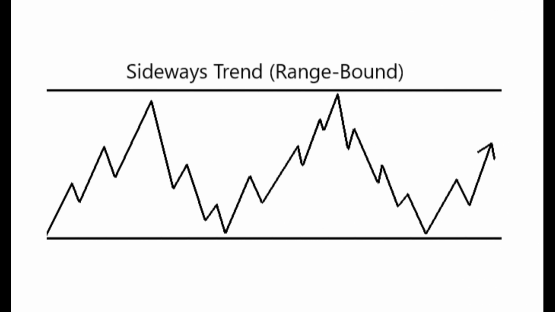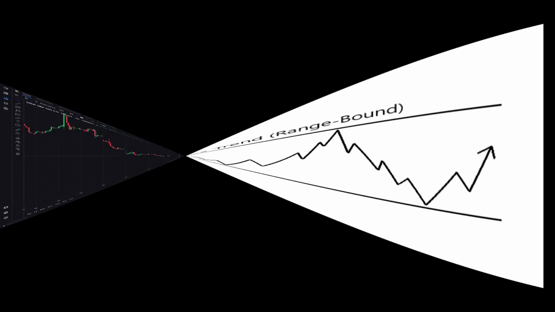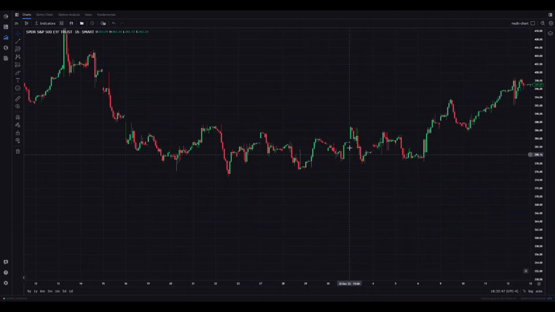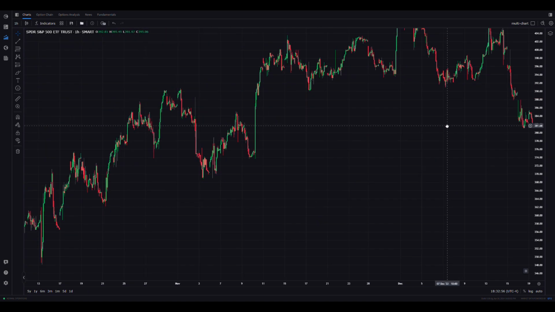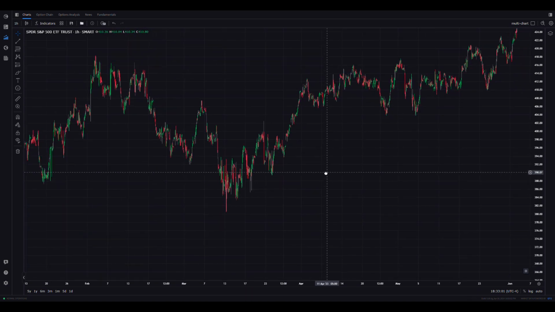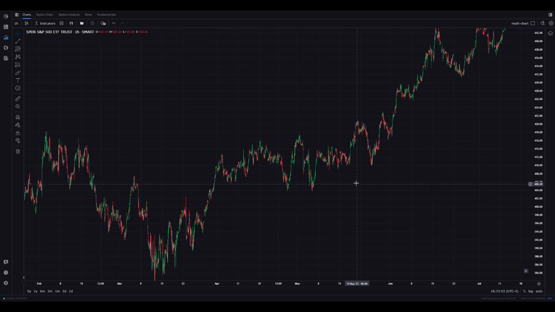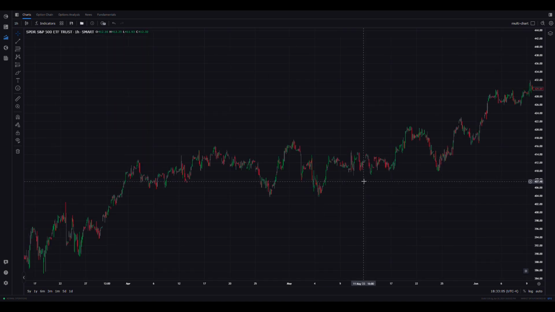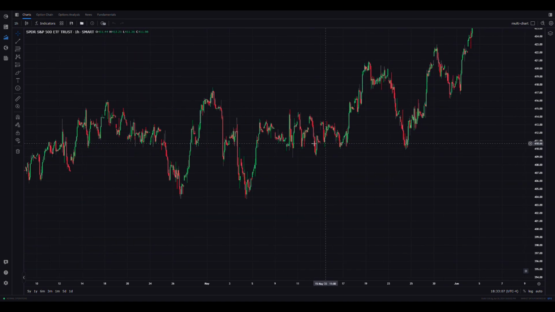Example: a sideways or range-bound market exhibits horizontal price movements within a defined price range. Prices fluctuate within a relatively narrow band, with neither a clear upward nor downward trend dominating. By recognizing these distinct patterns in price movements, traders can effectively identify trends and tailor their trading strategies accordingly. Whether capitalizing on bullish uptrends, profiting from bearish downtrends, or employing range-bound strategies, understanding market trends is a very important element of trading and investing.